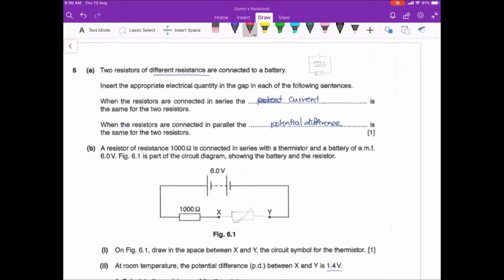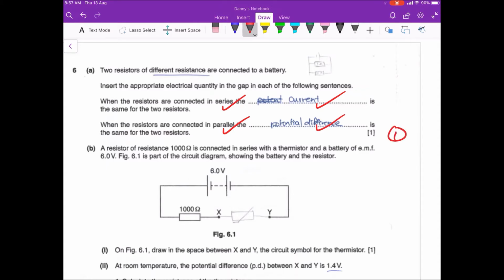This is question 6. I have 2 resistors of different resistance connected to a battery. Insert electrical quantity in the gap in each of the sentences. So fill in the blank. When resistors are connected in series, what is the same? The current is the same. When they are in parallel, the potential difference is the same for the two resistors, so it's fine.